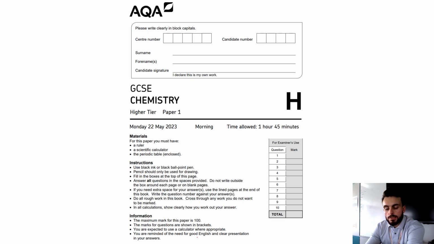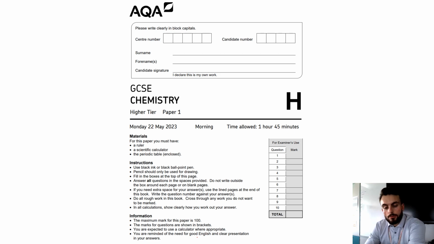Hello, so this is a breakdown of chemistry, higher tier, triple chemistry paper 1, May 2023. So the point of this is, just like any of the other paper breakdowns, if you've ever seen any of the other ones, is breaking down my thought process behind answering the questions, how you get to the answer, and then obviously giving the answer.